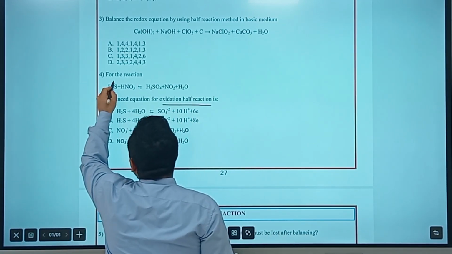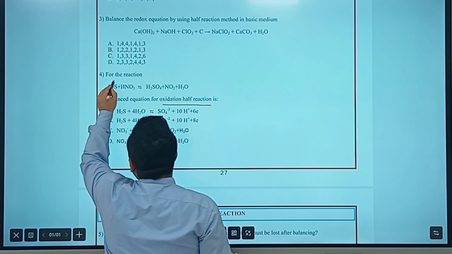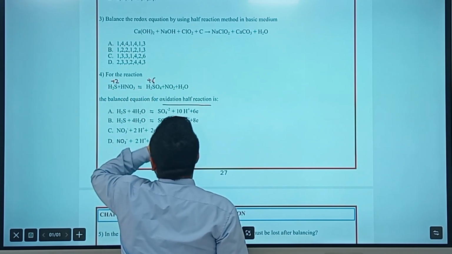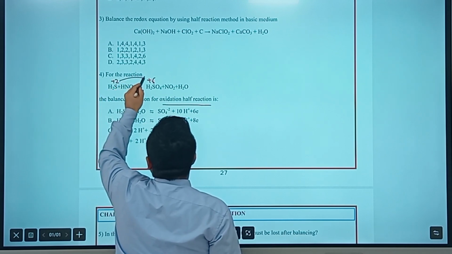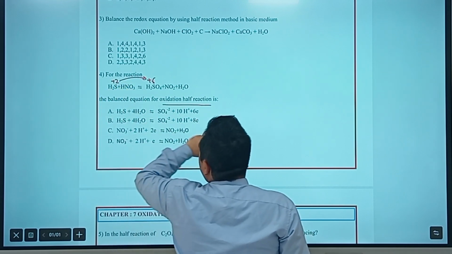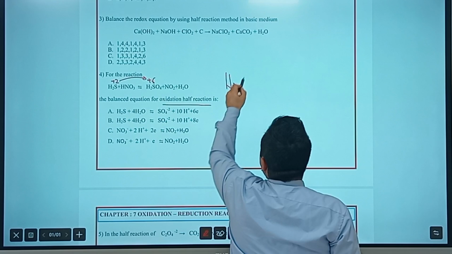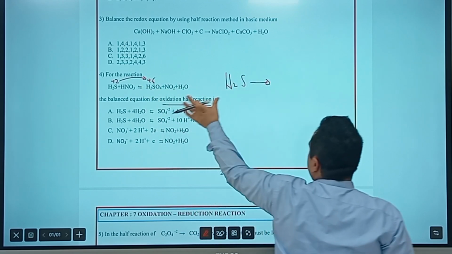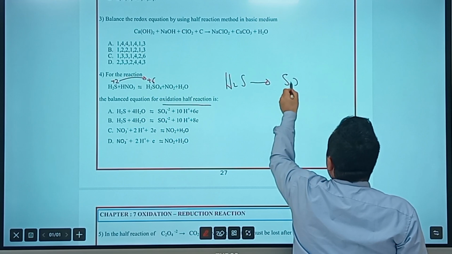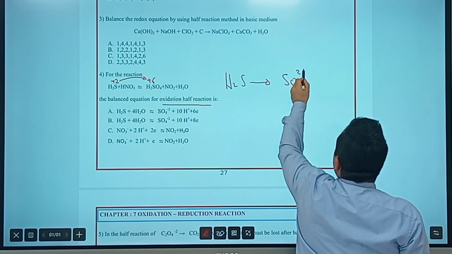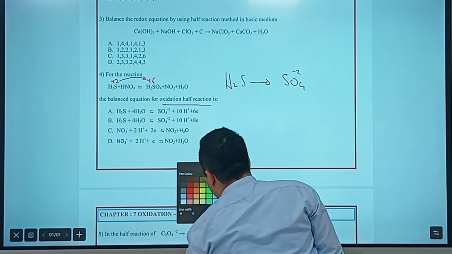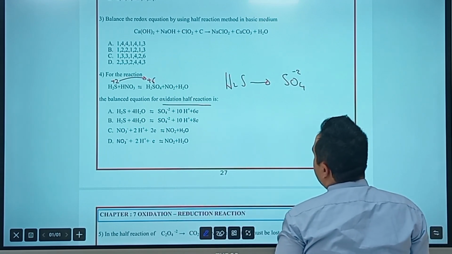From the above equation, guys, it's obvious that the oxidation number of sulfur is positive 2 and here is positive 6. This is the oxidation half. But H2S will produce, you have to ionize this or separate into SO4 2 negative. Okay, how to balance this? This is in acidic medium, guys.